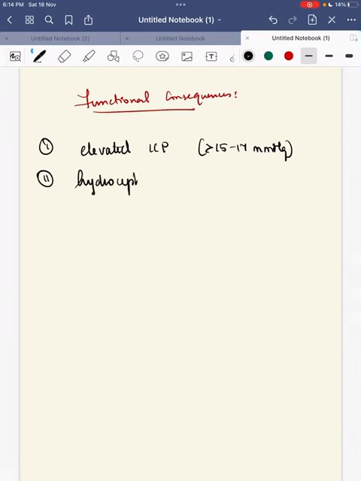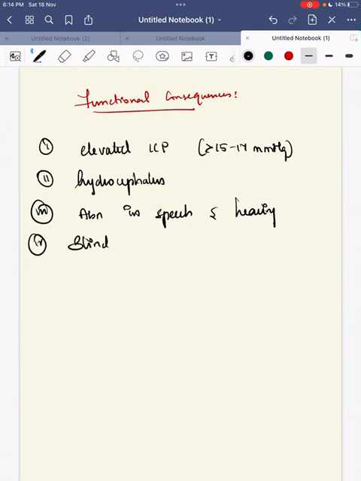Next, what are the functional consequences when the child has craniosynostosis? When there is premature fusion of these sutures, the growth of the brain and intracranial structures is restricted. That can result in elevated intracranial pressure of more than 15 to 17 millimeters of mercury. This can occur in around 50% of patients with multiple suture fusion, or in 14% of patients with single suture fusion. Next, the child can develop hydrocephalus, either communicating or non-communicating. There can also be abnormalities in speech and hearing.